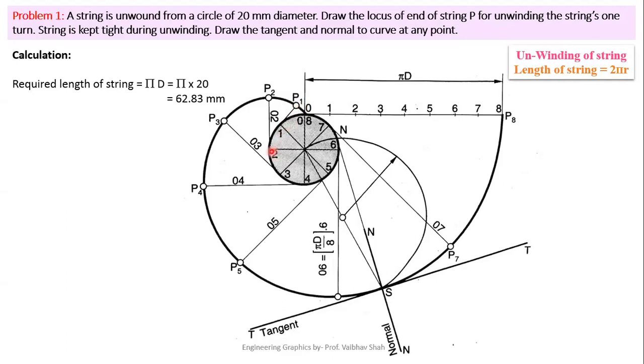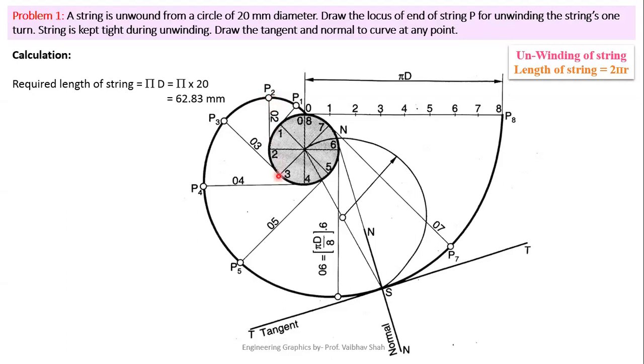Now let us understand, if we are trying to open the string or unwind the string from 2 till 0, then it will be the distance of 2 till 0 on the circle. So take the equal distance of that circle on this horizontal line from 0 till 2 on your rounder. Put your rounder at point number 2 and try to cut this line here. You will have point P2.